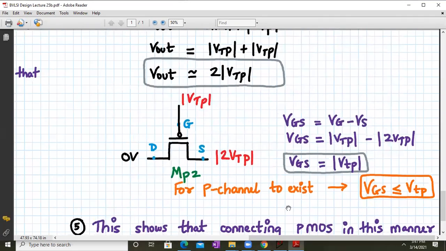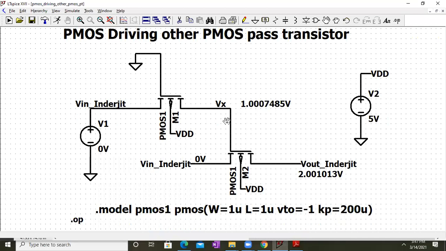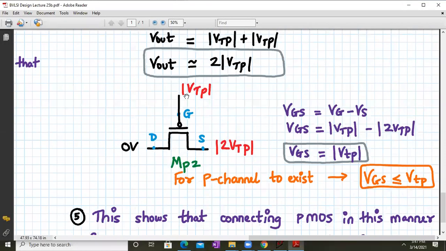Now let us see the second scenario. The second scenario is the gate voltage of the second transistor is at 1 volt, or at mod of VTP, and the drain voltage is 0 volt, and we are determining the source voltage. So what should be the value of the source voltage? VGS value should be VG minus VS, correct? VG value is mod of VTP. So VS cannot be mod of VTP. It has to be mod of twice VTP. Why? Because only then we can write VGS is equal to mod of VTP.